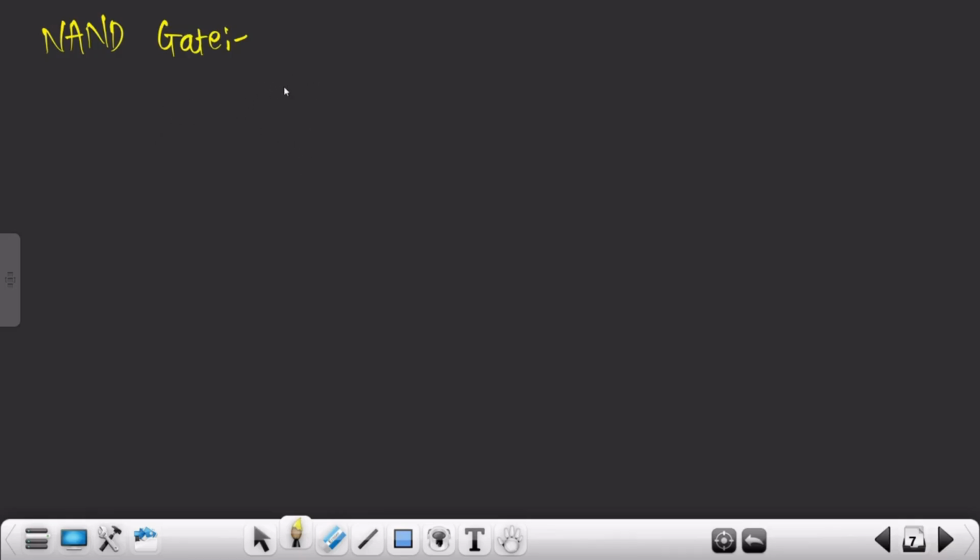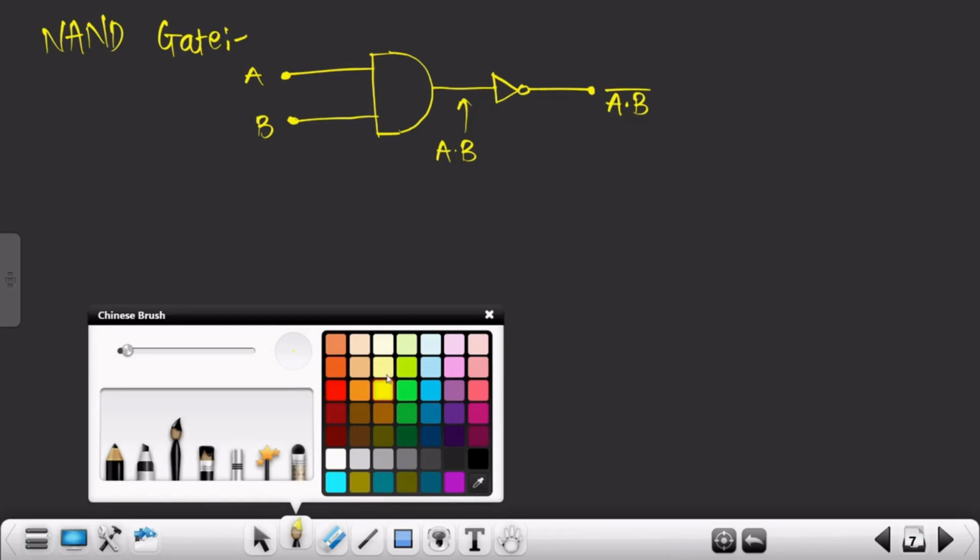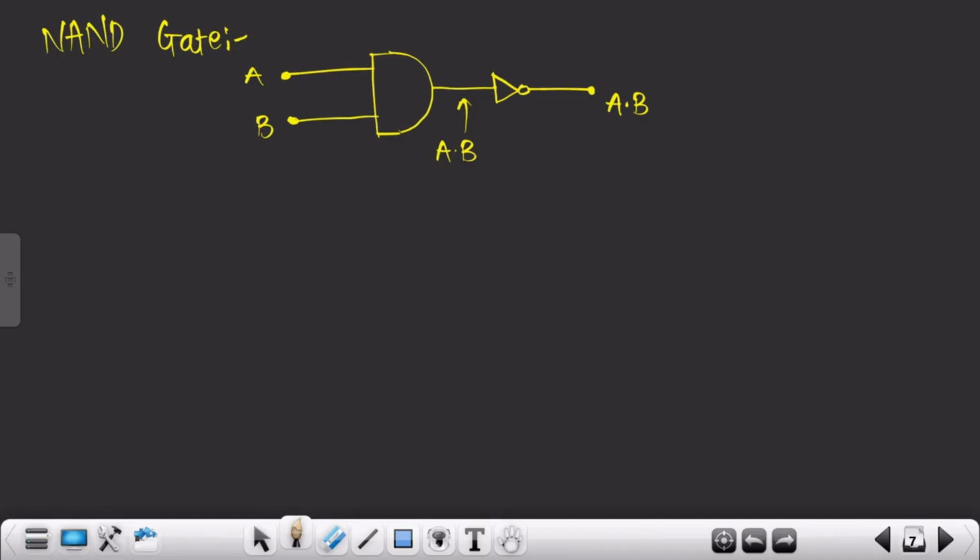So how were you supposed to draw one NAND gate? Obviously you were providing these two inputs to one AND gate, and whatever output you were getting, you were feeding it to a NOT gate. So this is a NOT gate, and this is your output. If the input is AB, over here you were supposed to get the value of the AND gate as A into B, and when you pass it through the NOT gate, it would be A into B the whole bar.